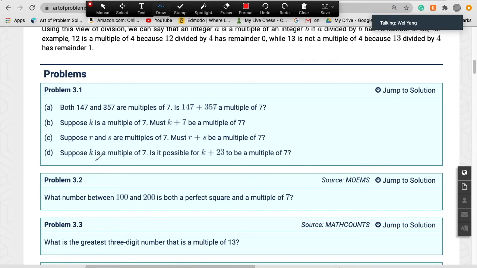Now let's see D. Suppose K is a multiple of 7. Is it possible for K plus 23 to be a multiple of 7? Everybody answer this question. Yes or no?